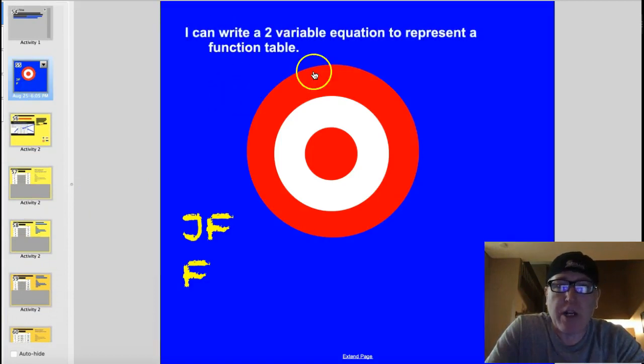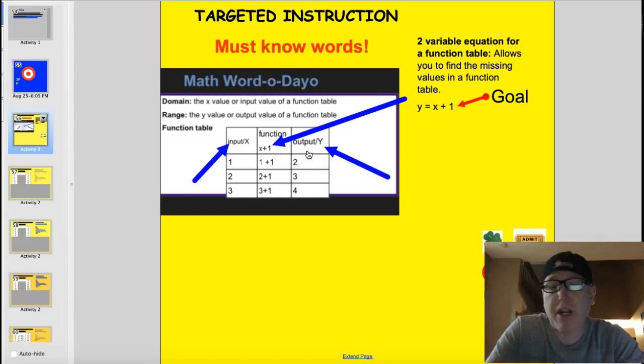Officially tonight we're going to write a two-variable equation to represent a function table. Let's just jump right into the vocabulary. We've been reviewing this stuff. We know this is the domain. It's the input and the x. So domain and range. Remember, range is the output.